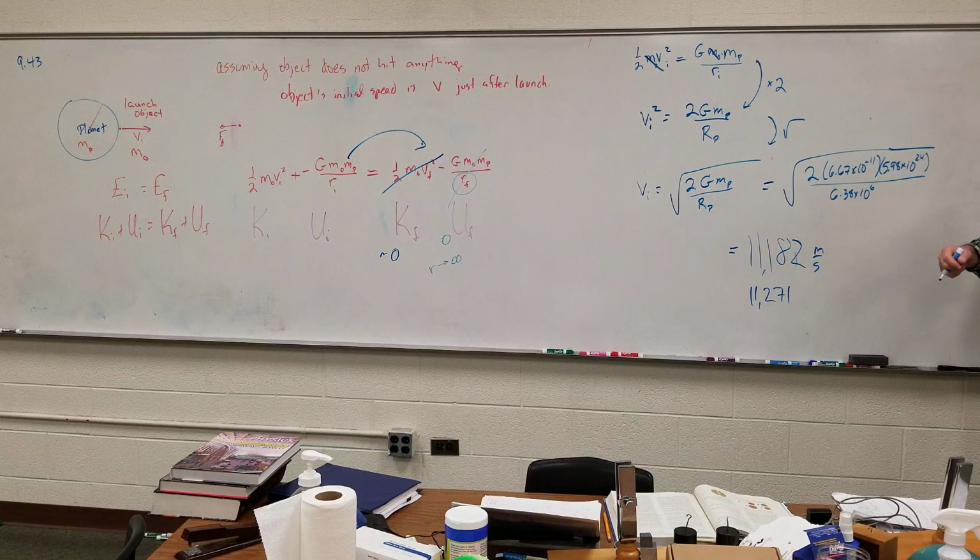Look, two numbers. Is it 6.67 times 10 to the negative 11? Yes. 5.98 times 10 to the 24? Yes. Over 6.38 times 10 to the 6? Yes. And a 2. All right, well, it's in this ballpark.